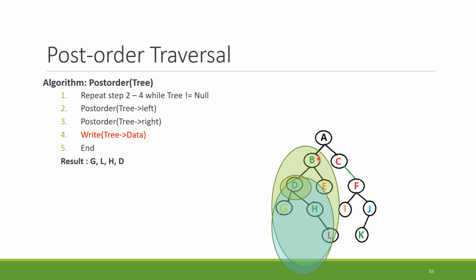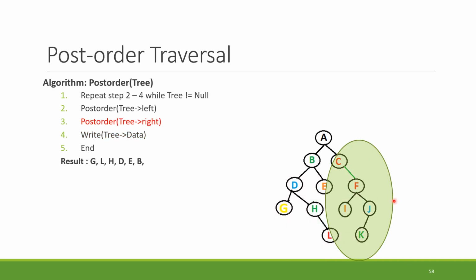Now in this B subtree, left is completely traversed. Then go for the right subtree, which is E. Then read the root. Now if A is the parent, left subtree is completely traversed. Now go for the right subtree.